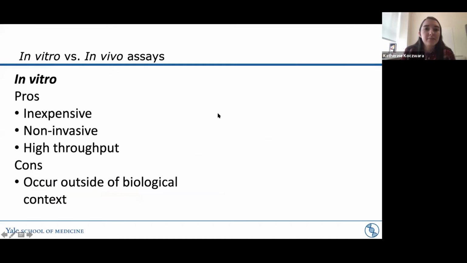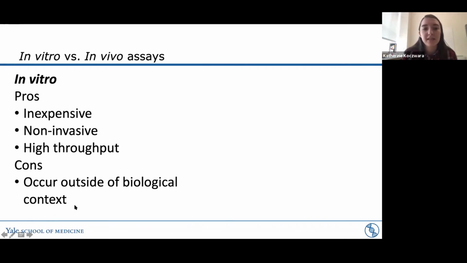And there are some pros and cons of doing these assays in the in vitro system versus an in vivo assay, so within a cell or animal model system. In vitro assays are very useful because they're generally inexpensive. They're also non-invasive. They don't require donations from patients. They also have the ability to be very high throughput, so you can test a bunch of different samples very quickly and without too much difficulty.